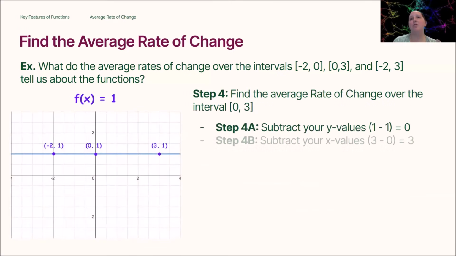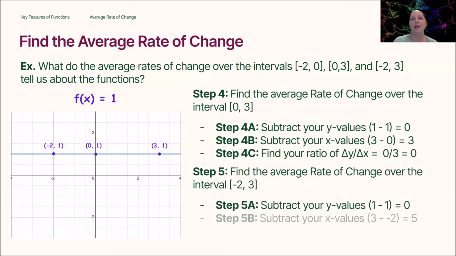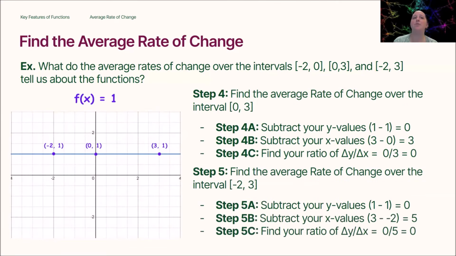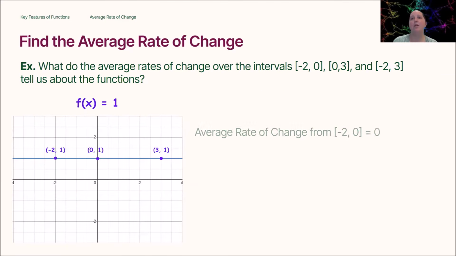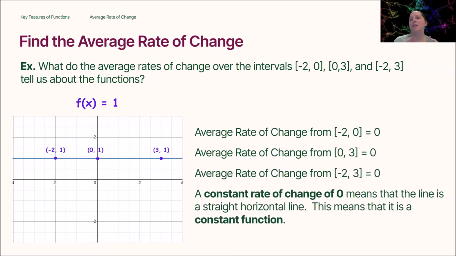So I find the average rate of change from interval 0 to 3. Again, it's going to be 0. And I find the average rate of change from -2 to 3, which again is 0. The entire average rate of change over all of them is 0. It's a constant rate of change, and it's a constant rate of change that is 0, which means it's a constant function.